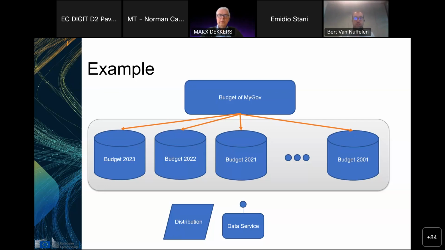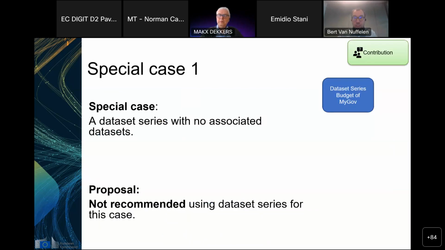So this is an example, and now I have three special cases which I would like to dive into with you. And the first one is, what is the community's feeling around this?